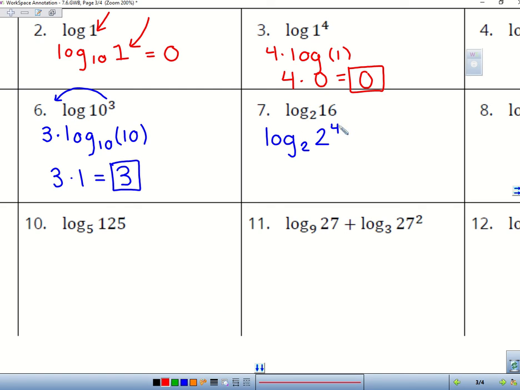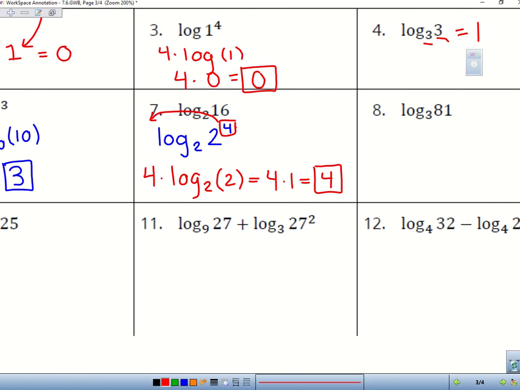Now what does the log rule say I can do with this 4 right here? You can move it to the front. Good, I can bring it out front, which gives me 4 times 1. Good, yeah, exactly. So as you can see here, I have log base 2 of 2, which we learned is 1, so 4 times 1 is 4. Questions about that? Okay.